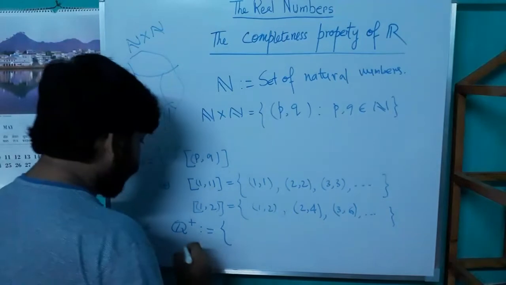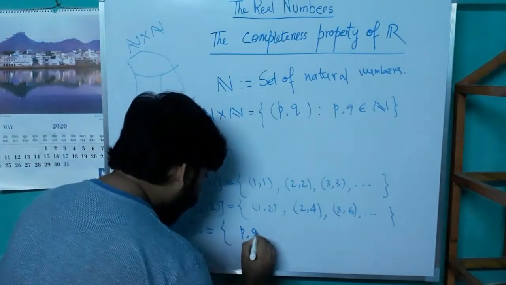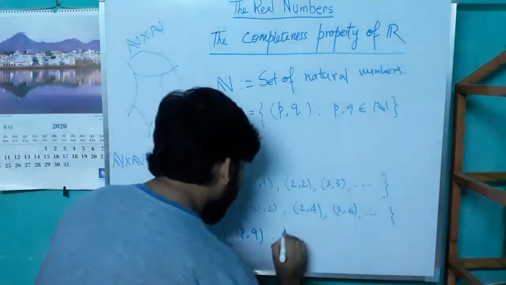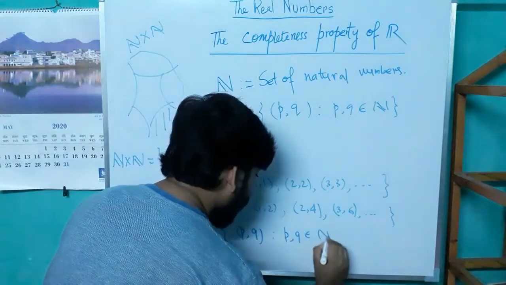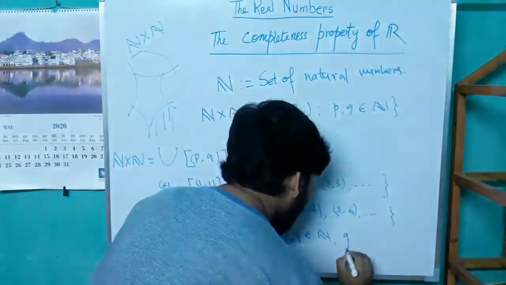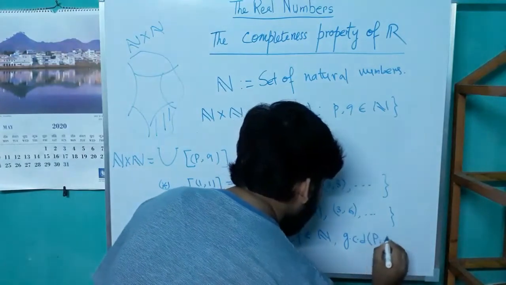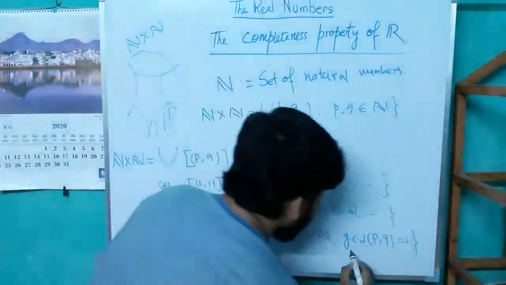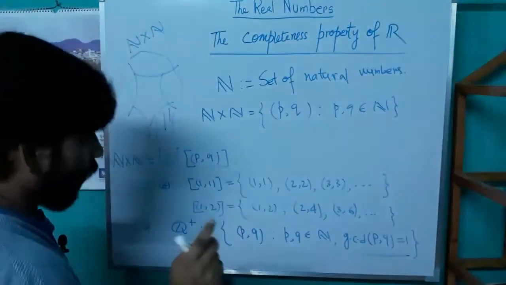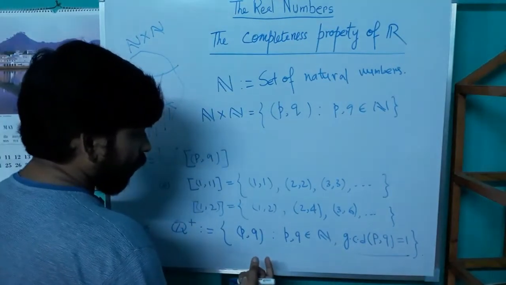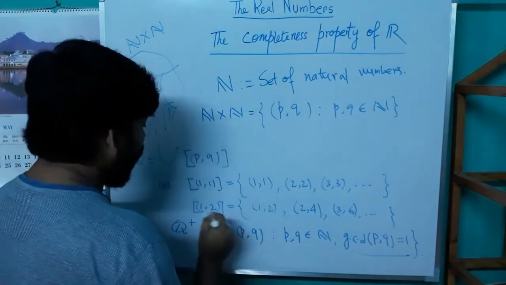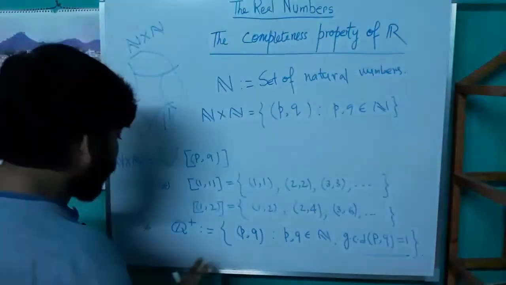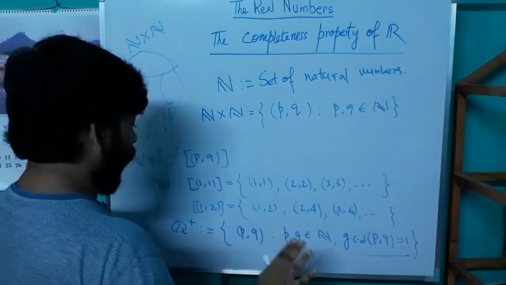So Q plus is the collection of all elements of the form (P, Q), where P, Q come from the set of natural numbers and GCD of P, Q equals 1. This condition implies that we take exactly one element from each equivalence class. In other words, these conditions help us to write each member of Q plus in a unique way.